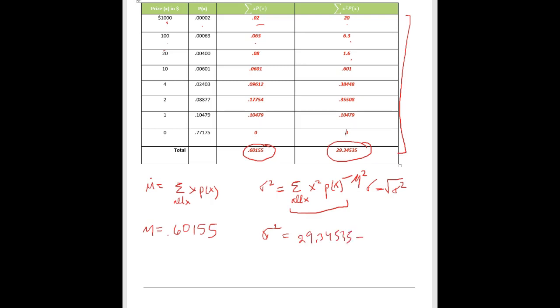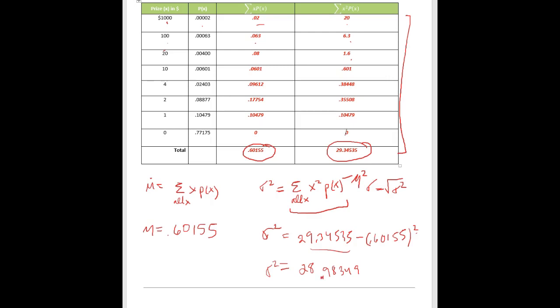Okay, so it's going to get us sigma squared is equal to 29.34535 minus mu squared, 0.60155 squared. So again, this value is from the table, and this value is our mu squared. Okay, we go ahead and we work that out, and this is going to shake out to be 28.98349. So this is our variance.